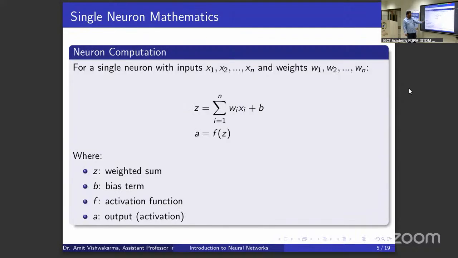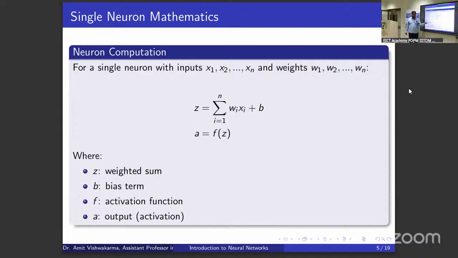Previous slide, please. So Z is the weighted sum. This is the technical definition, mathematically just for completeness. Why weighted sum? Because X is weighted by W, and we get the Z. So Z is the weighted sum.